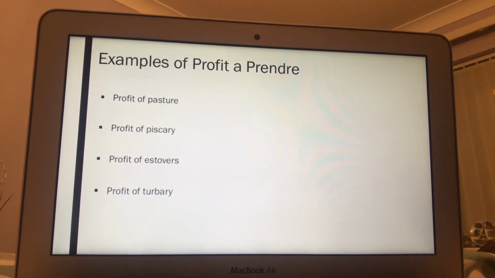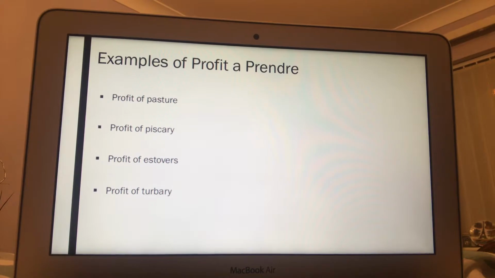There are four examples of this. Profit of pasture is the right to graze animals on land. Profit of piscary is the right to take fish from water. Profit of estovers is the right to take wood, and profit of turbary is the right to cut turf or peat.